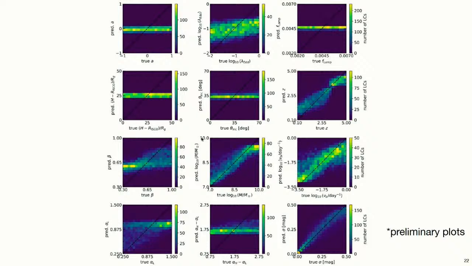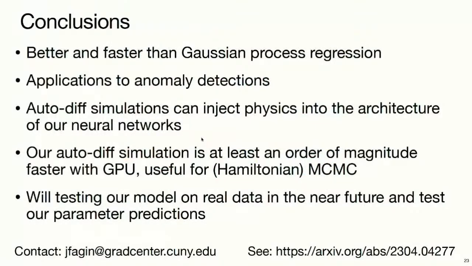And we also switched to a broken power law driving variability instead of the random walk. It's more realistic to predict the break frequency of that broken power law. So in conclusion, our latent SDE models are better and faster than typical Gaussian process regression. There's big applications to anomaly detection using that latent space of the latent SDE.